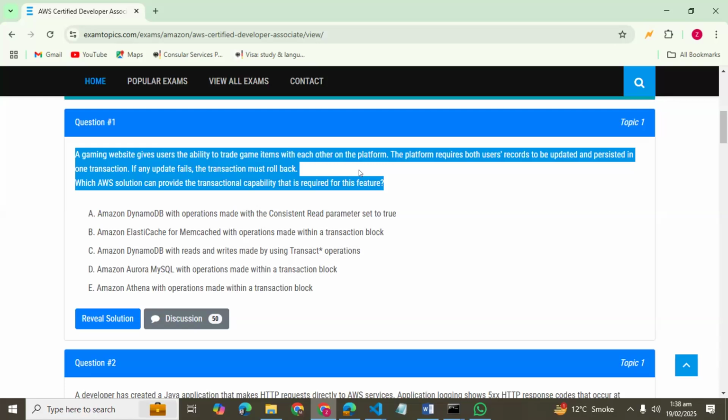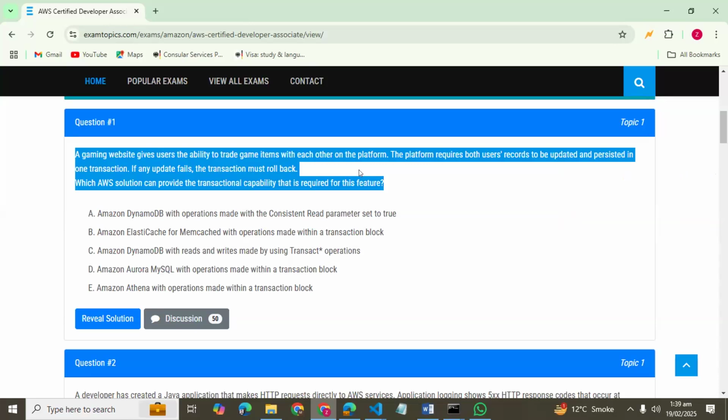That means the right query, the write transaction, must be rolled back in any case if one of the transactions fails, right? So yeah. Now if we read the third one, Amazon DynamoDB with read and write made by transaction operation. So what does it mean?